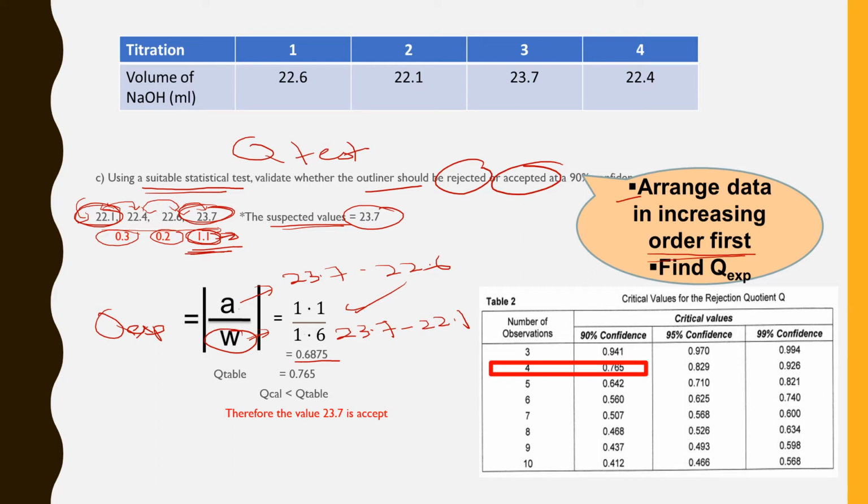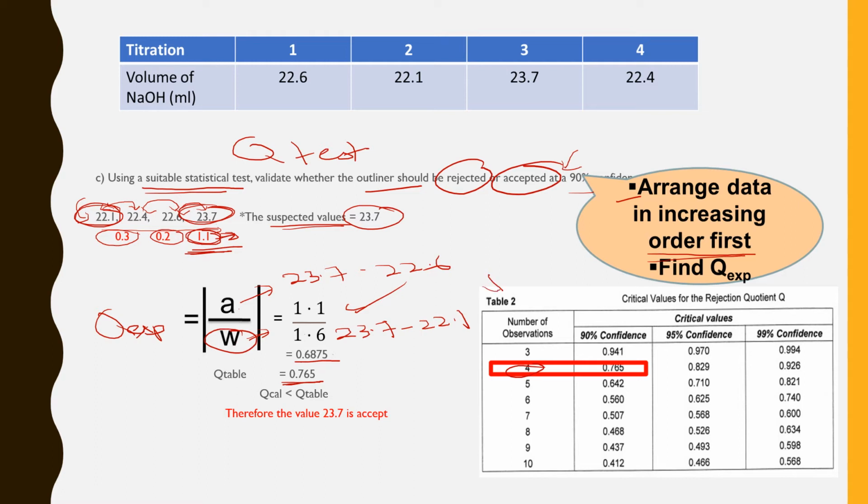So to identify whether this Q value is accepted or rejected, you have to compare with the Q table. How to look at the table? You have to find the number of observations, which is based on the number of data set. From the blue table, you know that the number of data set is 4, and the percentage that you want is based on the question, 90%. So you have to look at the critical value for 90% confidence. Here we get 0.765, based on the table.